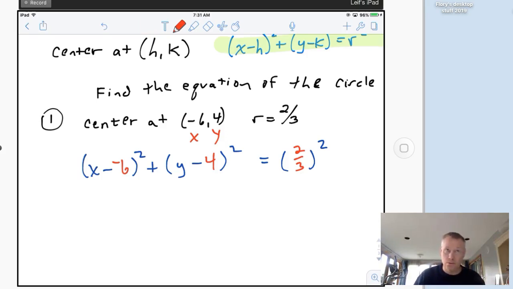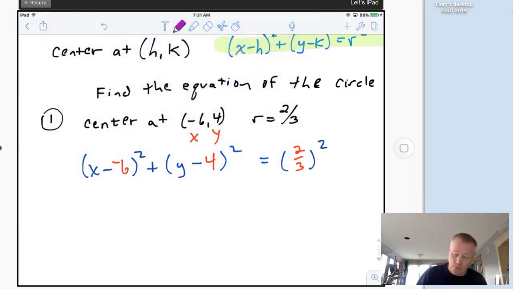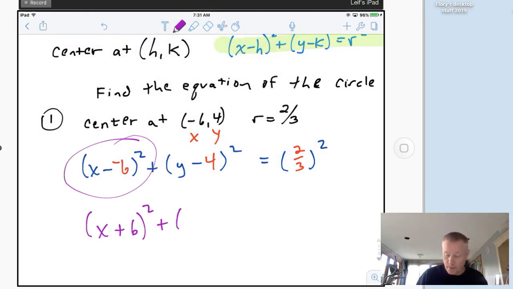I mean, it should only be positive to begin with, really, because you don't have negative distance. So this is going to be it. And then the only thing I'm going to do different here is I'm going to clean up this double negative. Okay, x minus negative 6 becomes x plus 6, and y minus 4 stays as it is. Rather than leaving it like 2/3 squared, I'm going to square it out. So I square the numerator. 2 squared is 4, 3 squared is 9, and that's my answer.